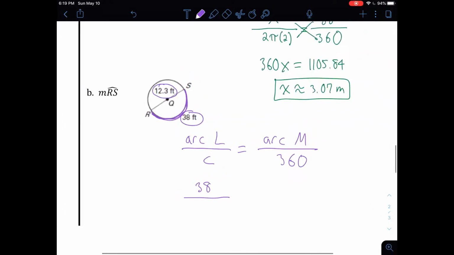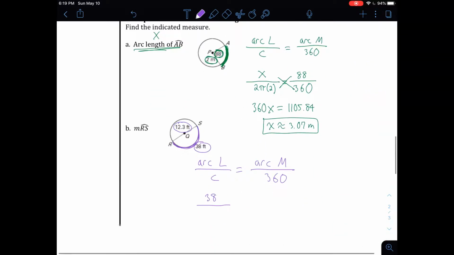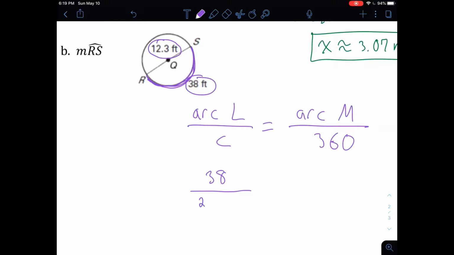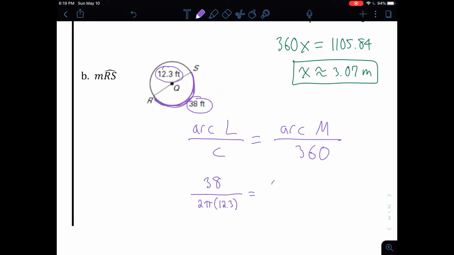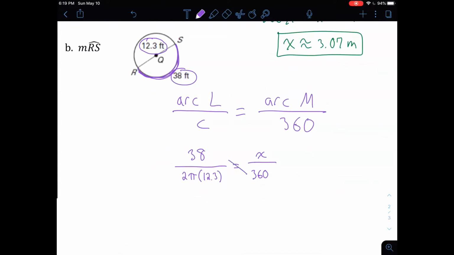So again, we're not going to use pi d or C because we're given the radius. We want to use what we have, which is 2 pi r. So coming back down here, we have 38 over 2 times pi times 12.3. It's going to equal, and then the arc measure is what we're looking for. That's going to be x over 360. Now we cross multiply.